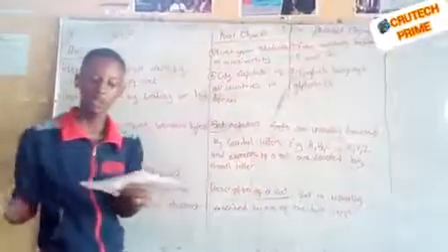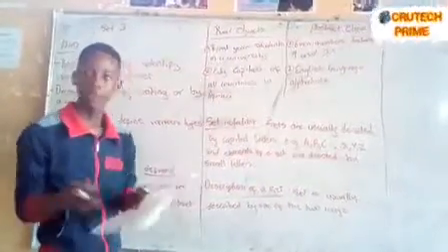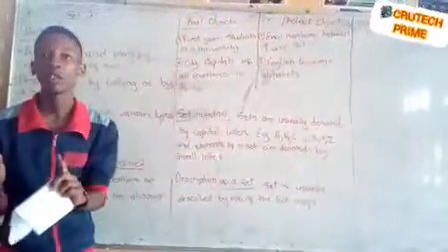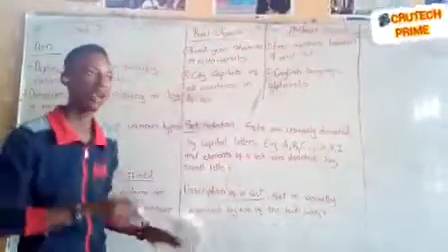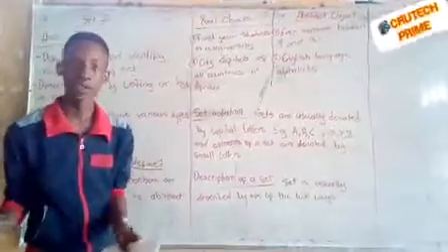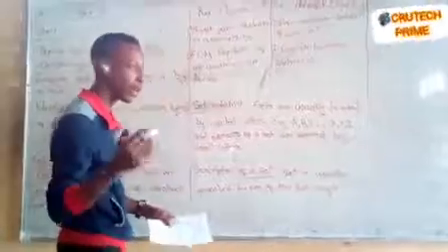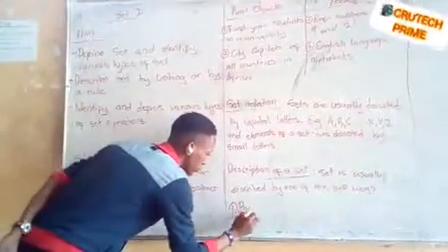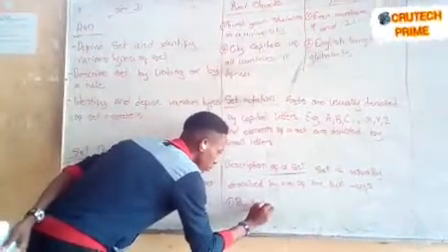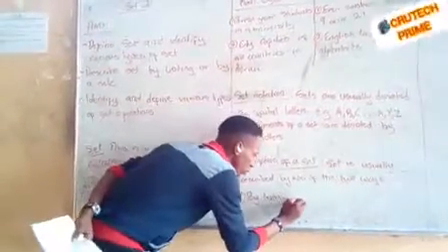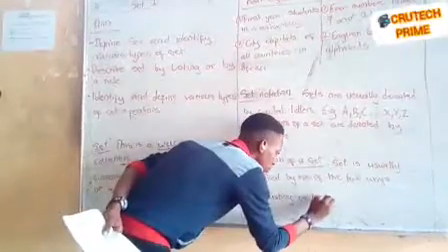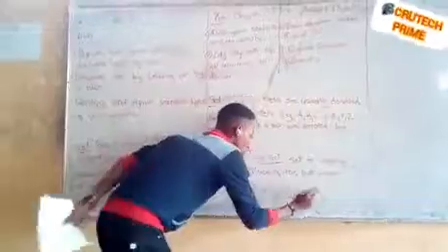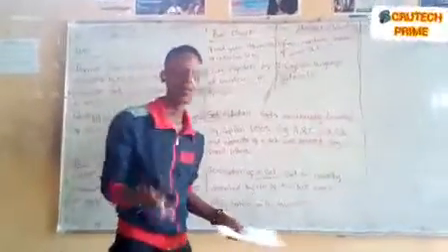Now you can describe a set by listing or by tabulation. This is a very common one that we know, because it's very easy. The set can be described by listing or by tabulation.